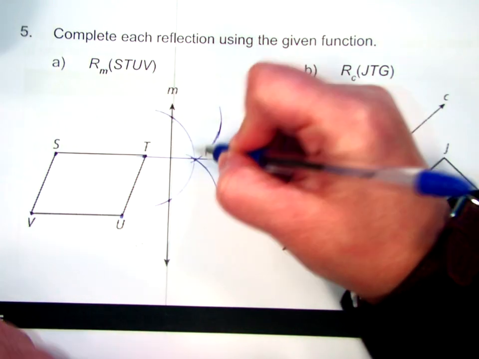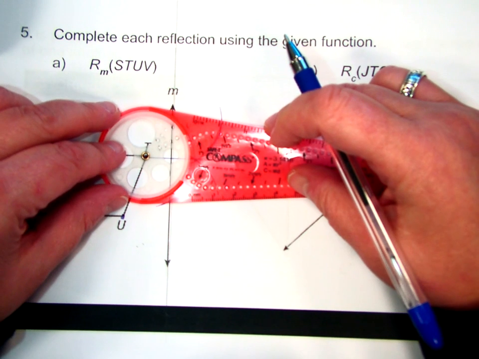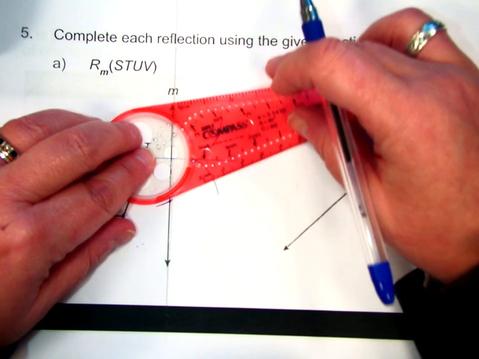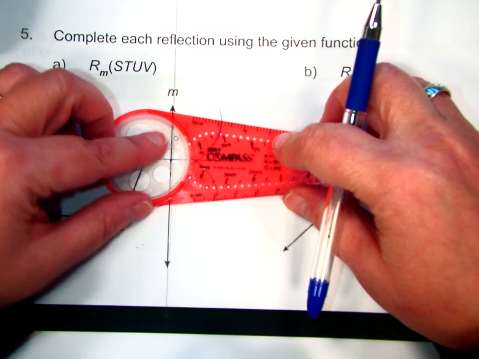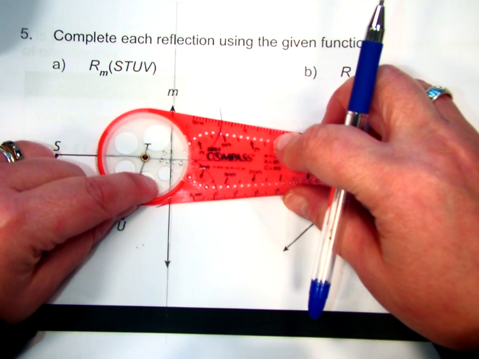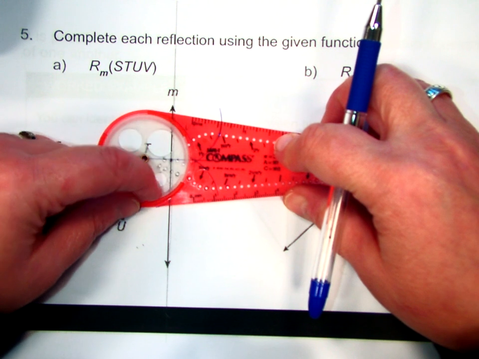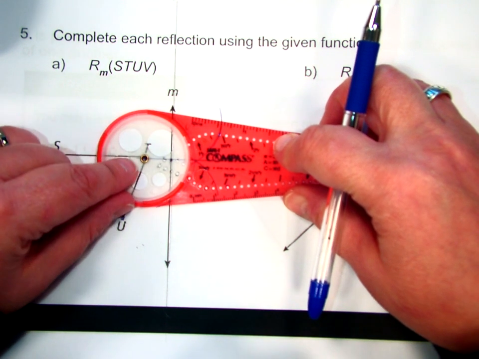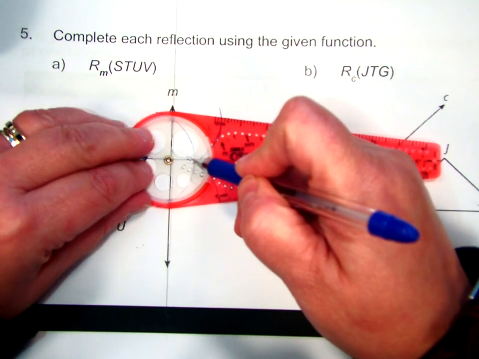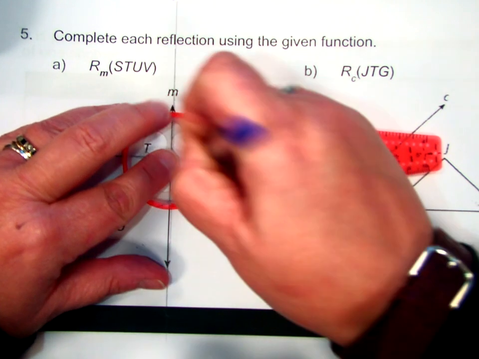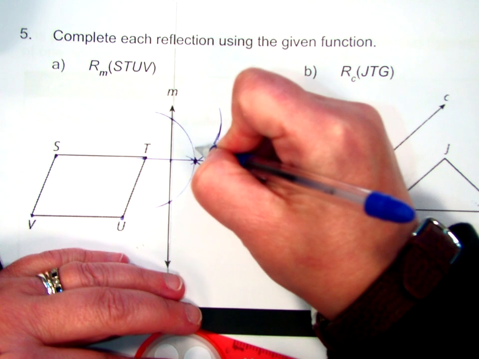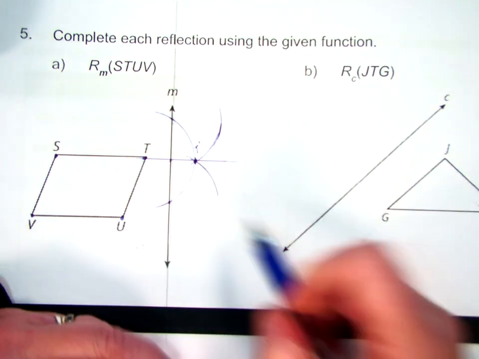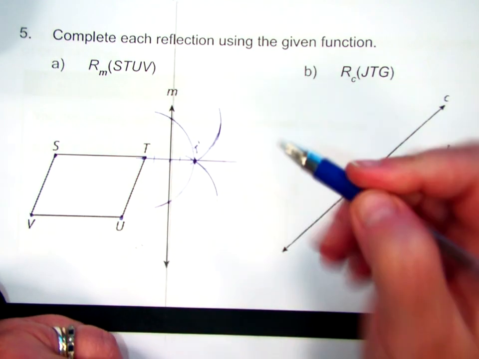Okay, so between T and my point where it intersects, that distance right there, it's going to be one of the holes on the inside. I think it's going to be that one right there. Yep. So I'm going to use this one, and I'm going to move this up here. Again, it should be there. So this will be T prime. So this distance is the same as this distance.